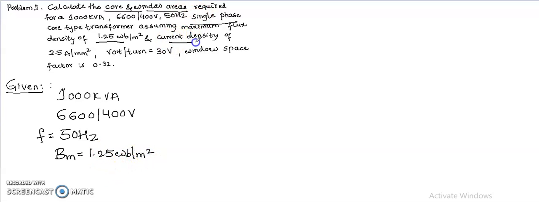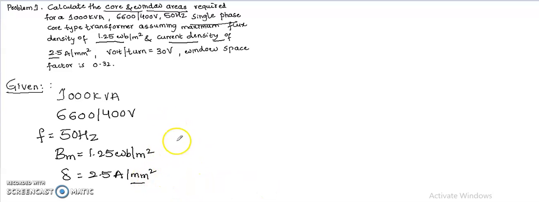Next, current density is given. Current density is delta, 2.5 ampere per mm square. That you have to concentrate on. It is given per millimeter square, so we have to convert that to meter square while substituting that value.